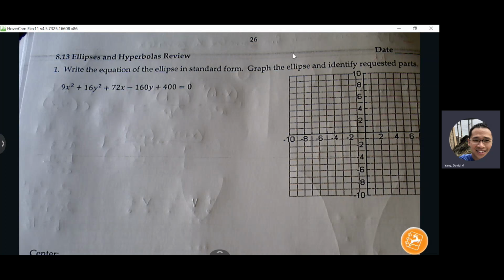Now with ellipses, I always have the x come first. If you decide that you don't want to do that, that's fine. But typically, the standard form has the x always coming first, and then you're looking at the a value. You're looking at what's greater in the denominator, and that's going to be your a value, your a squared value. So put your x's together, your y's together, and then put the constant on the other side.